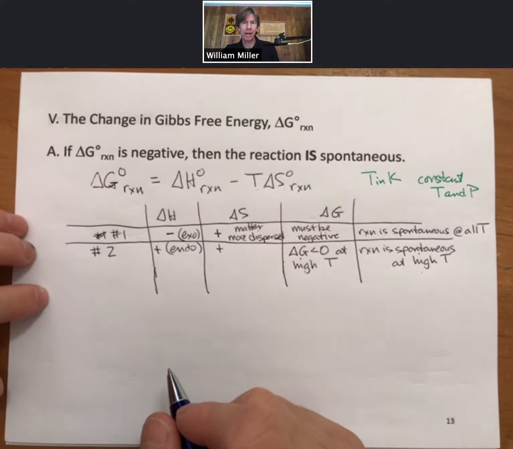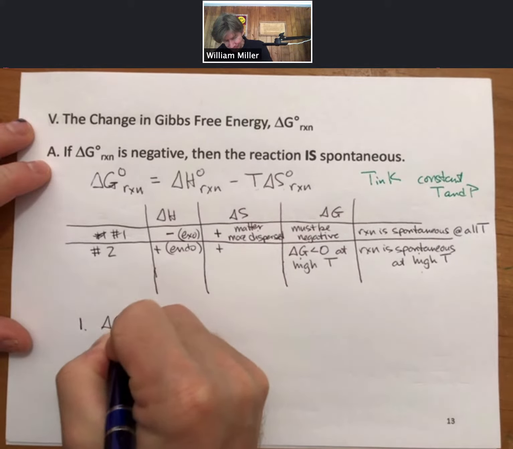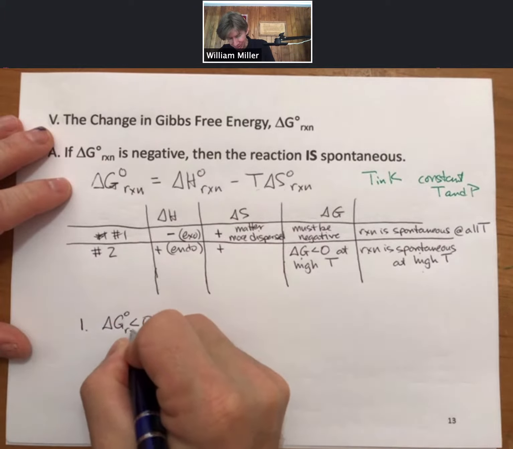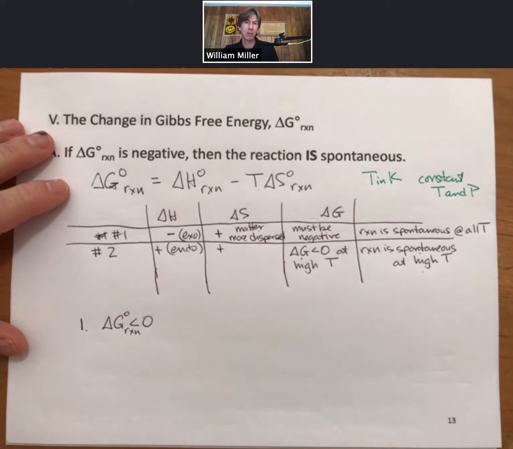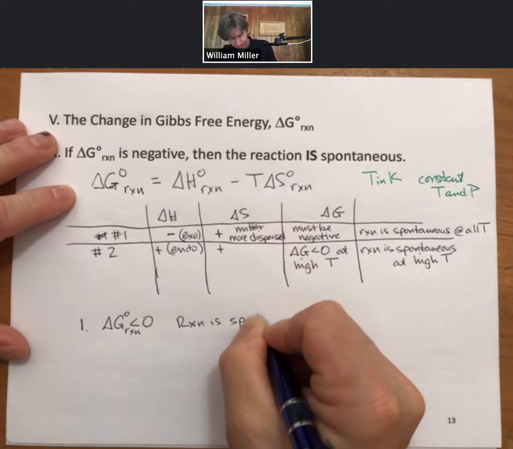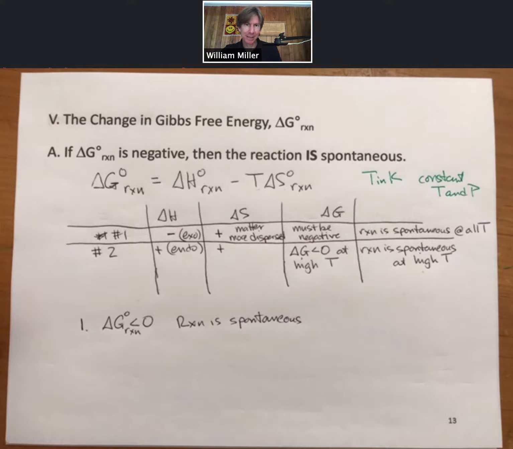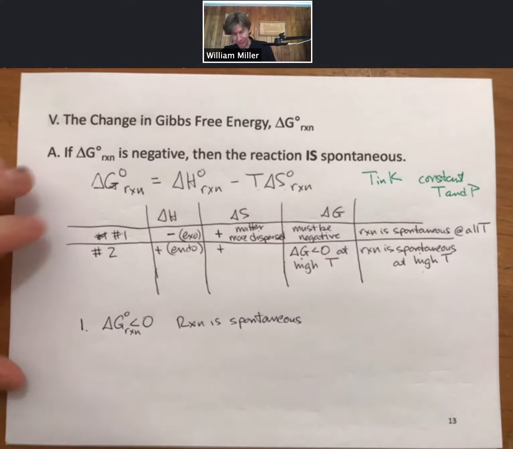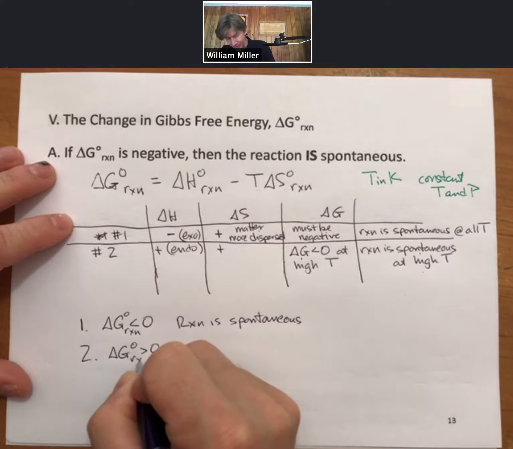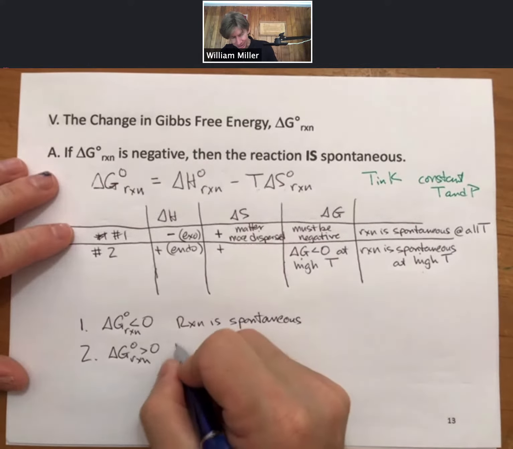Now, more about delta G. I'll just state this right now. If delta G is less than 0, whether it's delta G naught, delta G naught reaction, what have you, the reaction is spontaneous. And that's why we calculate delta G, the Gibbs free energy. Too, if delta G naught, whatever delta G it is, is greater than 0, the reaction is non-spontaneous.